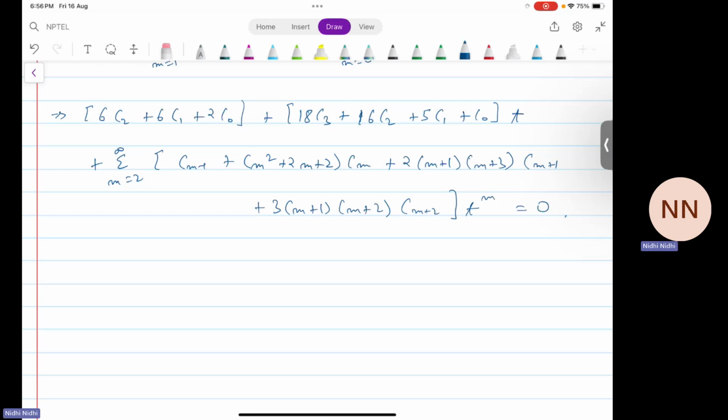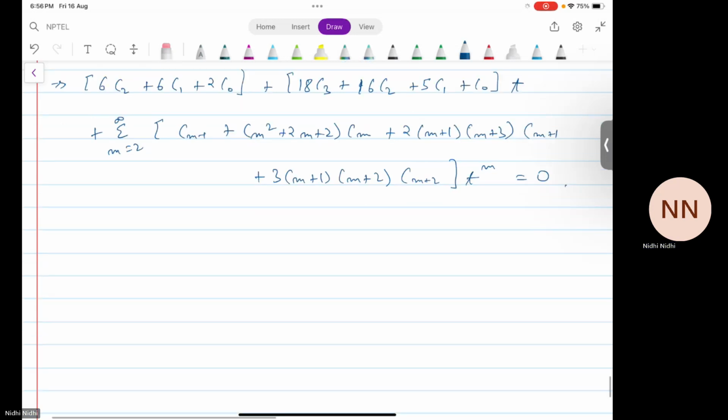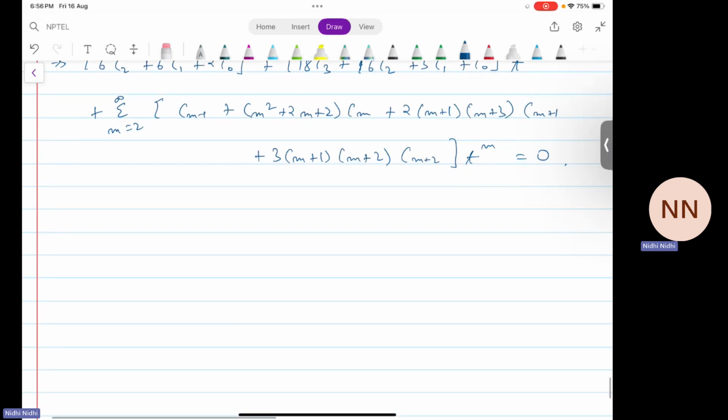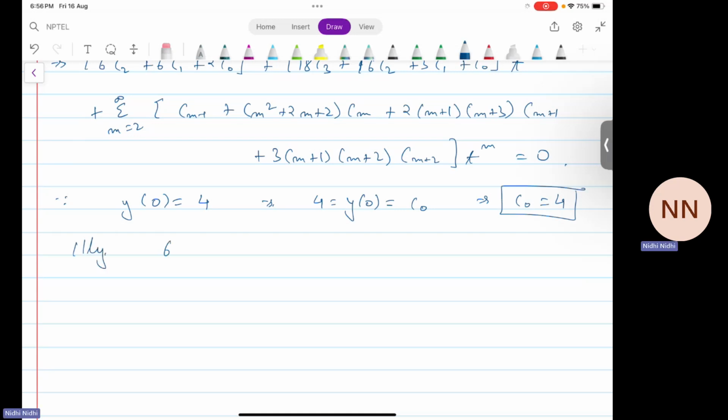Again, we'll compare the coefficients of x, x square, x cube and so on. Also we had the initial conditions. Let's start with the initial condition. Since y at 0 was 4, we have 4 equals y at 0, and y at 0 is c naught. Therefore, c naught is 4. Similarly, 6 is equal to y dash at 0, which is c1. Therefore, c1 is equal to 6.